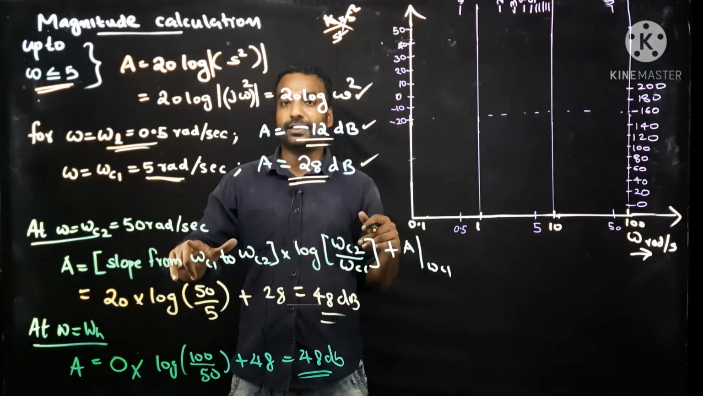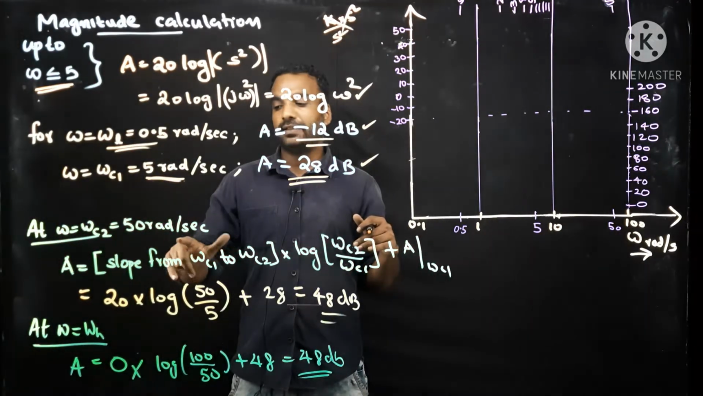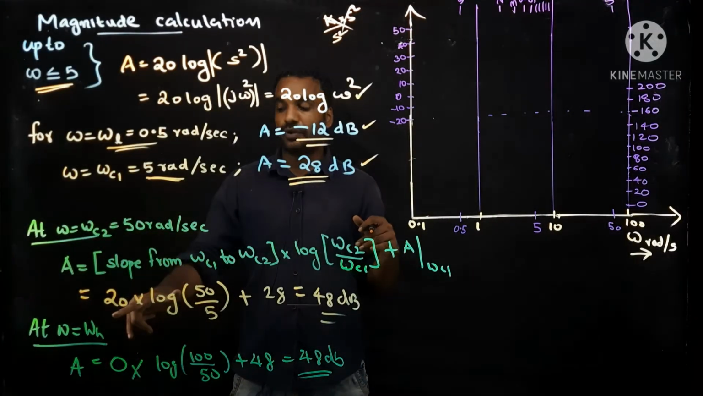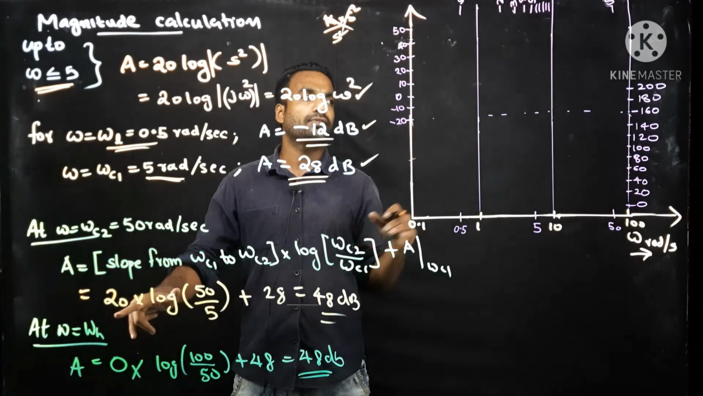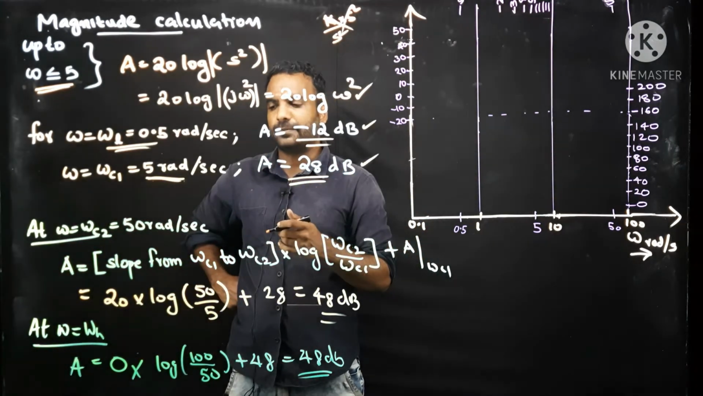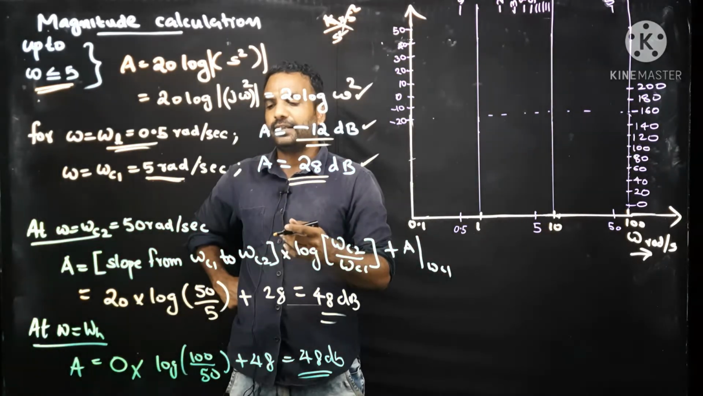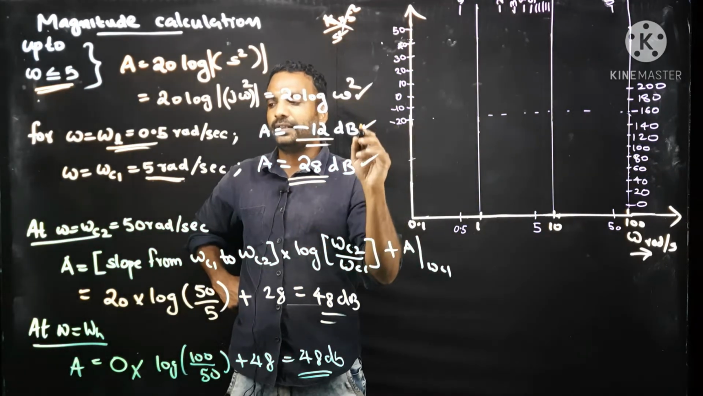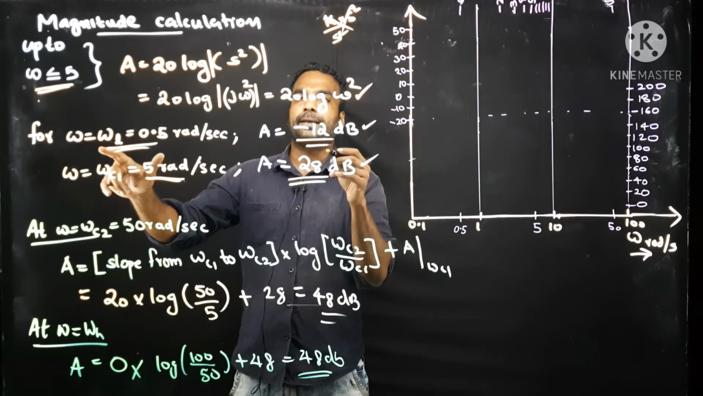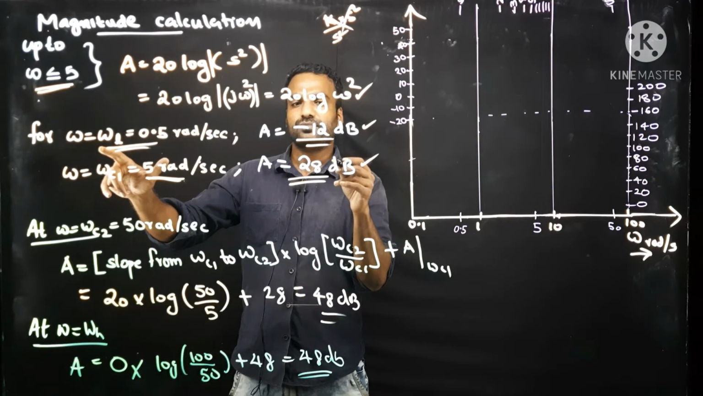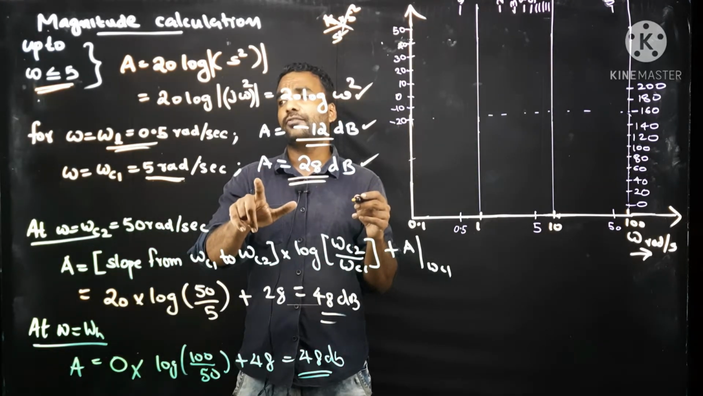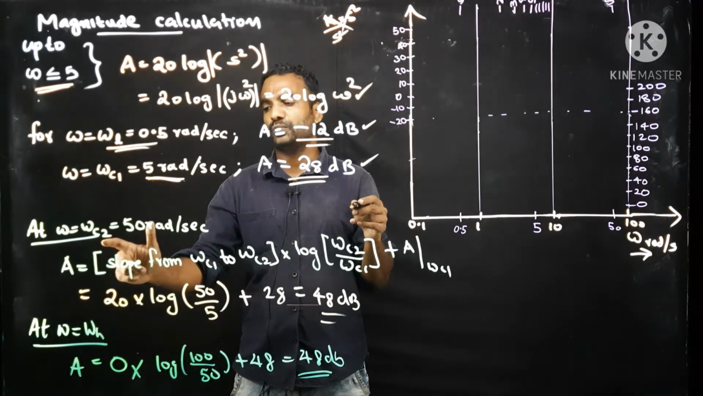Okay, it is 50 radian per second. And the slope up to the 50 radian per second is 20. Please check the slope table on the previous board. The initial slope was 40. Then at omega is equal to omega L, we are adding minus 20, so it will become 20. So the slope will be 20 from omega C1 to omega C2.